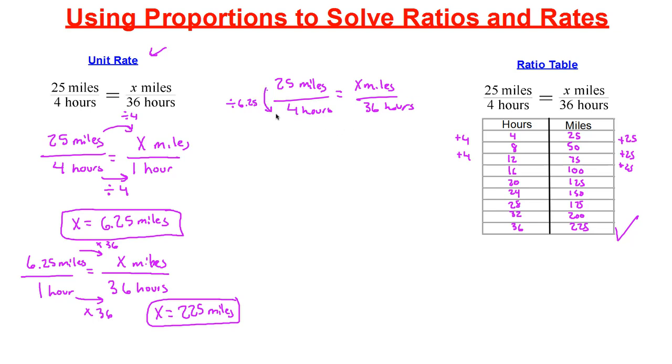I went from the numerator down to the denominator. If I go from the denominator up to the numerator, instead of dividing by 6.25, I can multiply by 6.25. So essentially, I'm just doing the same thing over here. And then, of course, I'll get X is once again equal to 225 miles. Okay, so let's just practice a couple of word problems, and that'll be it for this video.